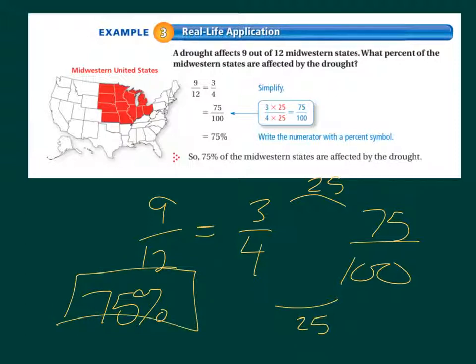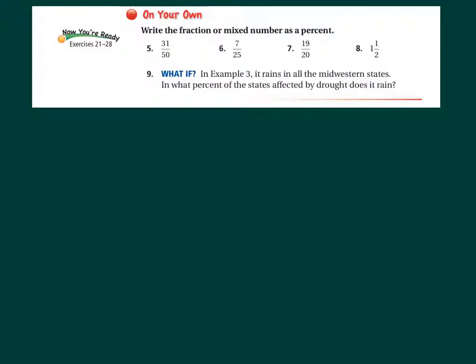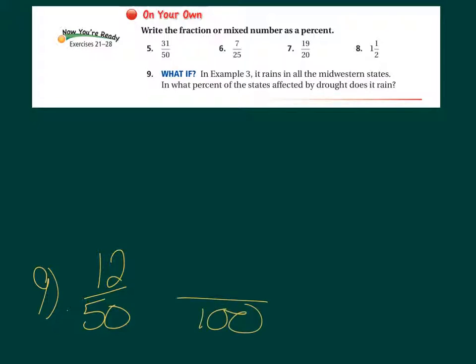Now we're going to have some on our own. So the first 4 here, you're going to try and get them to be over 100. And then in example 3, it says if it rains in all the Midwestern states, what percent of the states are affected by the drought? So again, if it's talking about all 12 of the Midwestern states, and we want to know what percent out of the 50 states that the U.S. has for number 9, we're going to find the percent like this. So again, you want to get your denominator to 100 on every example on this page, and it should not be that hard. All these denominators go into 100 evenly.